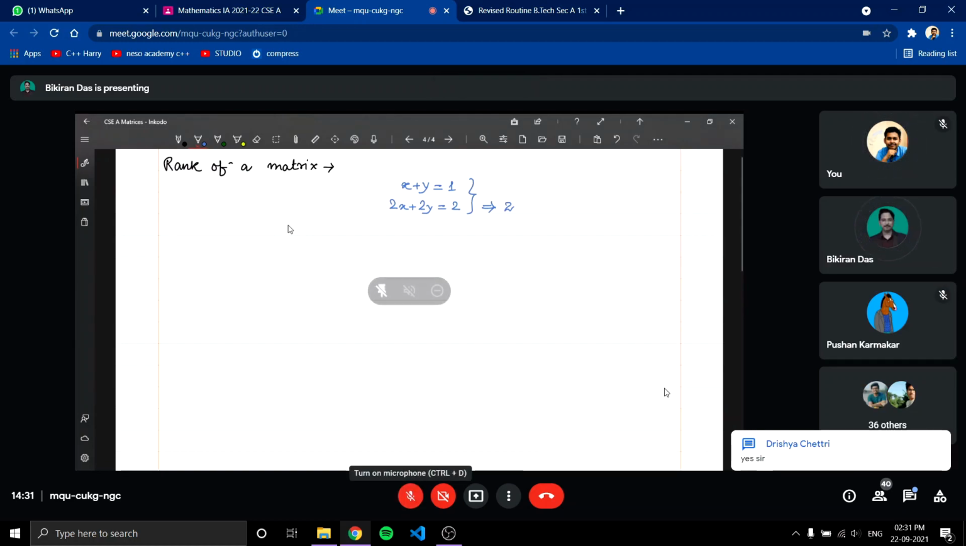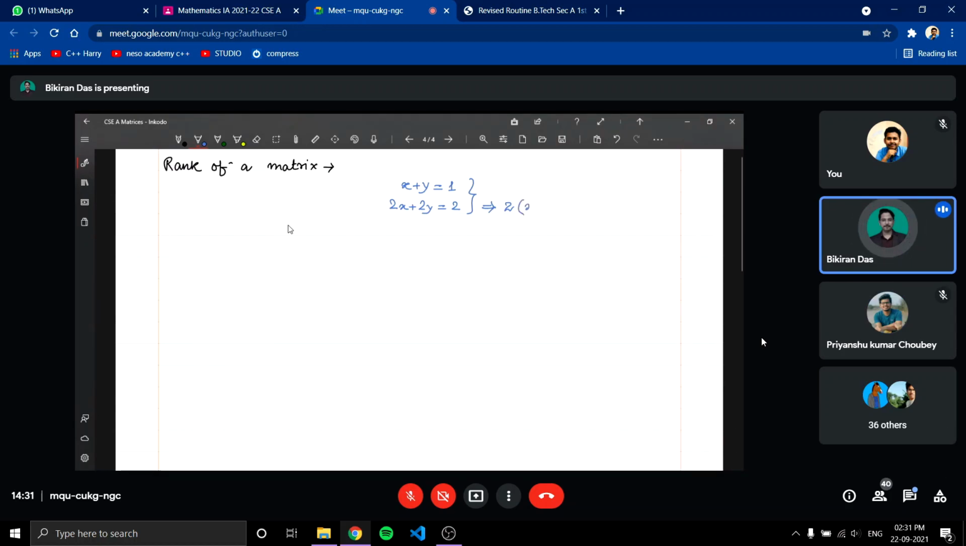Okay. So you can see that if we take 2 common from this side, this is 2 times (x plus y), equal to 2. So we can cancel 2 and we will get x plus y is equal to 1. So though we were given two equations, actually the second equation can be deduced from the first equation only; the second equation is a multiple of the first equation.